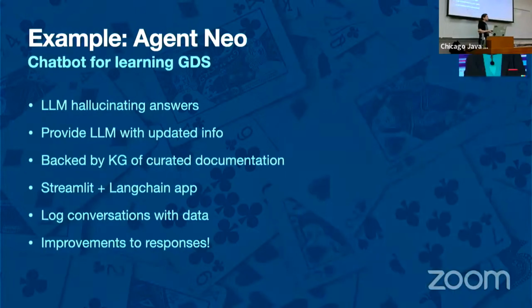So the LLM was hallucinating answers on a lot of this. As I said, the graph data science library was changing a lot, so you wouldn't always have the LLM providing accurate, up-to-date syntax and responses. This was a way for us to provide that updated info. We also included some extra high quality data and blog posts that we knew were good content.